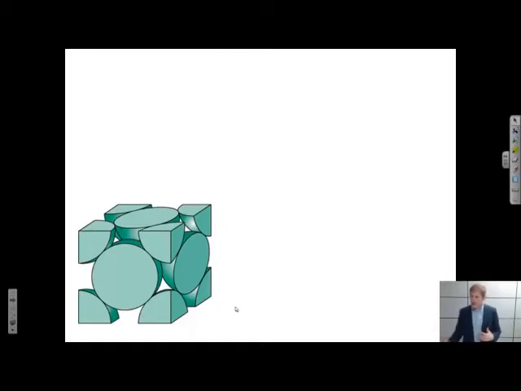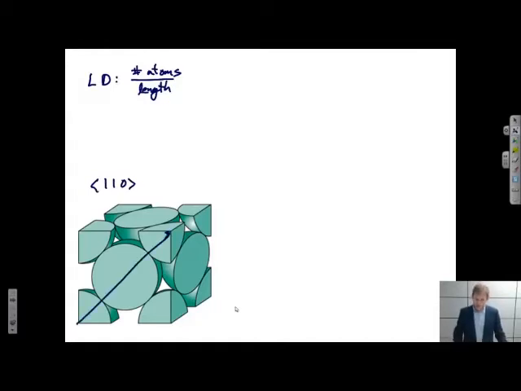Okay, let's do some examples. For the purpose of today's examples, we're going to use the FCC structure to calculate these linear densities, planar densities, and atomic packing factors. Okay, so a linear density is defined as the number of atoms per unit length. So say I'm interested in a 110 family of directions. One example would be this particular direction.